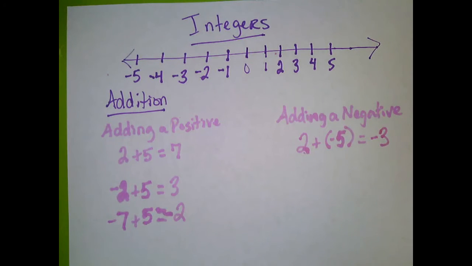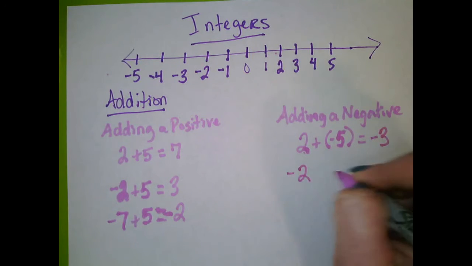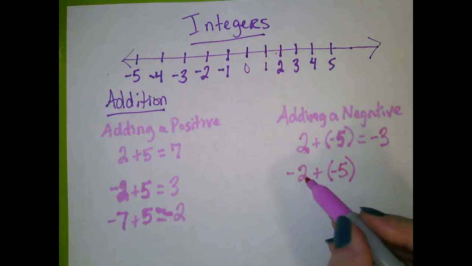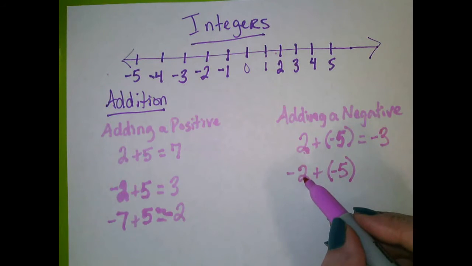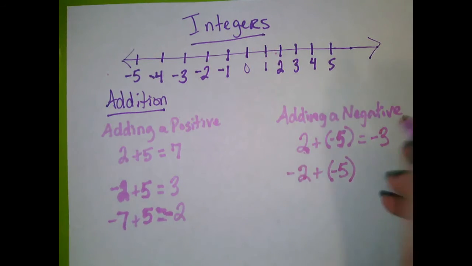Okay? But let's say we've got -2 plus -5. You already have debt. Now you're going to add some more debt. Well, guess what? You're still in debt. But this time you're in the combination of both of those.